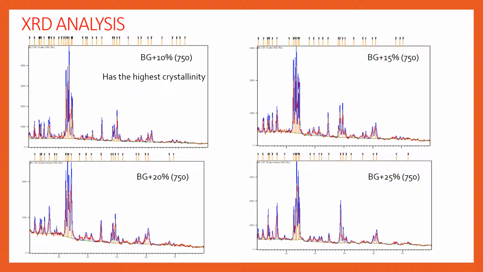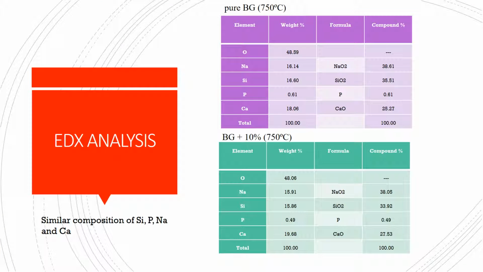Next, for the XRD analysis, it was observed that bioactive glass with 10% CNF had the highest crystallinity compared to the rest. For the EDX analysis, it was observed that after the addition of 10% CNF, the samples still had a similar composition of silicon dioxide, phosphate, calcium oxide, as well as sodium oxide, which is good because the composition was not affected by the CNF.